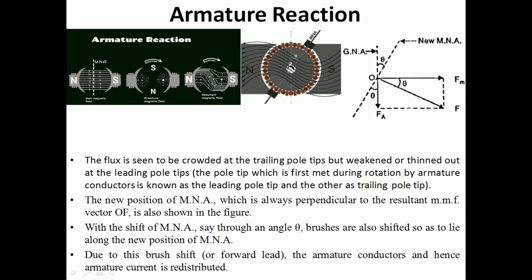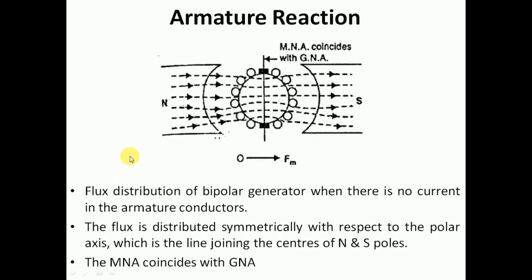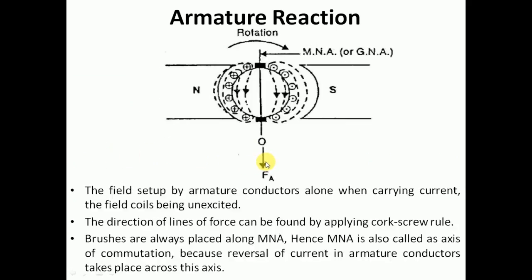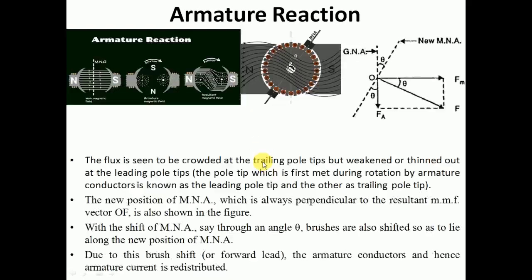In the previous slides, we have clearly indicated the main field MMF direction and the armature MMF direction. In this slide, we will be seeing the resultant MMF. This vector represents the main field MMF, this vector represents the armature MMF, and OF represents the resultant MMF. The magnetic neutral axis always lies perpendicular to the magnetic lines of force. So if you see in this figure, the magnetic neutral axis has to be perpendicular to the resultant MMF.